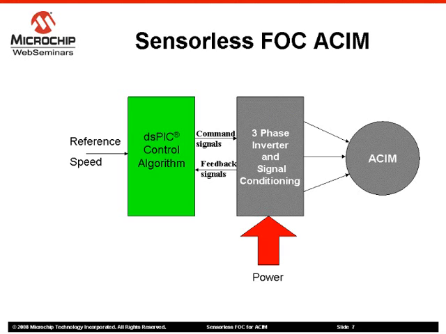This is the general control scheme for sensorless FOC of an AC induction motor. Its two main blocks are: 1. The dsPIC control algorithm block, and 2. The three-phase inverter with signal conditioning block. The purpose of the system is to control the speed of an induction motor using field-oriented control without any position or speed sensor. In the following slides, we will briefly describe the three-phase inverter block.